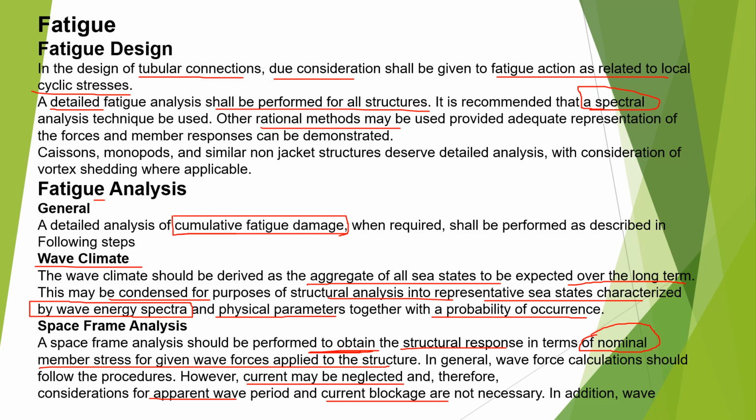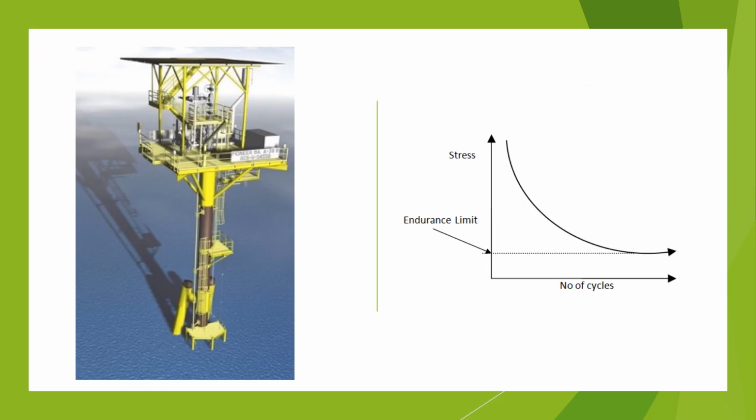Okay, caisson, monopod, and similar non-jacket structures deserve detailed analysis. These kinds of caisson, monopod, non-jacket structures do not have most of the redundant members. So these deserve detailed analysis with consideration of vortex shedding where applicable. There's one simple monopod structure.